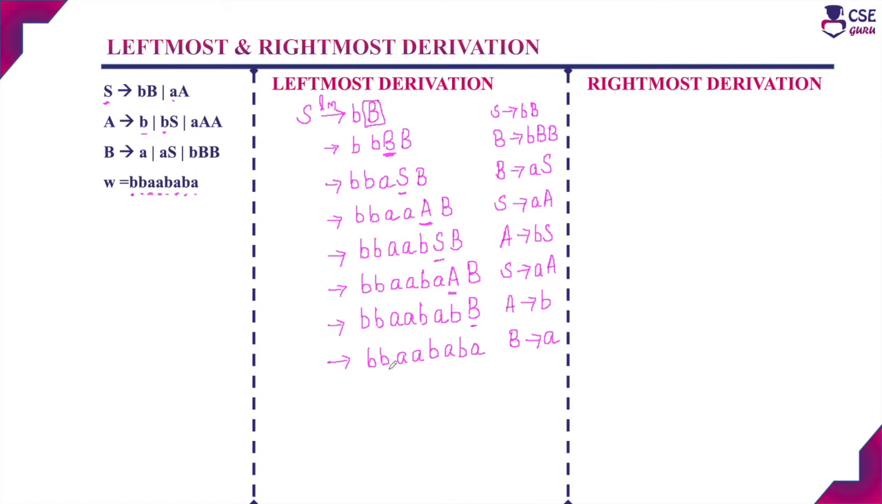Now the same string we will derive using the rightmost derivation. The derivation will start with the start symbol S, and RM represents the rightmost derivation. Checking the input, it has to start with B, so apply the production rule S tends to BB. Next, only one non-terminal symbol is there, so choose this non-terminal and apply the production rule. The next input we have to get is B, so choose the production rule for B that starts with the terminal B. Apply B tends to BB.